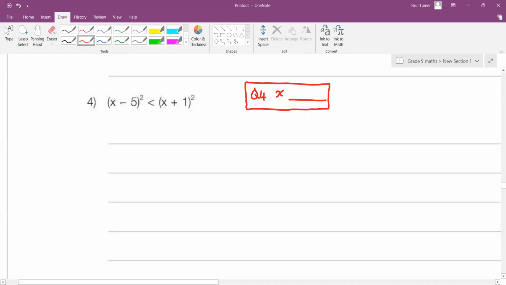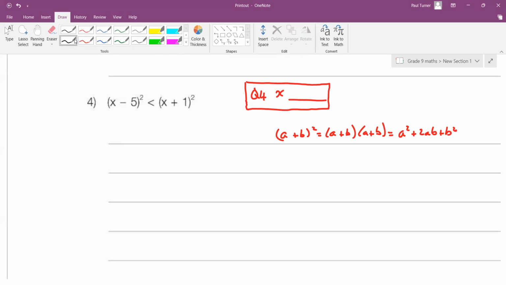So remember, when you're expanding, just to remind you, a plus b all squared is the same as a plus b times a plus b. So this is your square of the sum, which can be written as a squared plus 2ab plus b squared. So don't get tripped up on that one. And if this is minus, these will both be negative, and this will be negative here. Okay, so take note of that when you're expanding. All right, do that one.